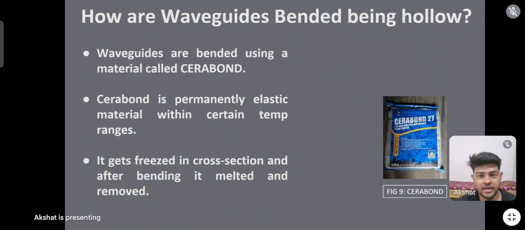How are waveguides bent, being hollow? It might be a good question, because if we are bending a hollow thing, it might have wrinkles. So waveguides are bent using a material called Cerabond. Cerabond is a permanently elastic material within certain temperature ranges. It gets frozen in cross section, and after bending it, it is melted and removed.